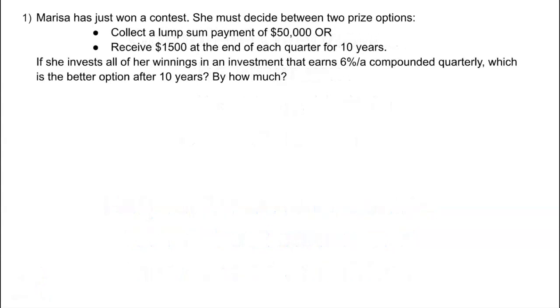This question says, Marissa has just won a contest. She must decide between two prize options. Collect a lump sum payment of $50,000, all one time, or receive $1,500 at the end of each quarter for 10 years. If she invests all her winnings in an investment that earns 6% per annum compounded quarterly, which is the better option after 10 years and by how much?